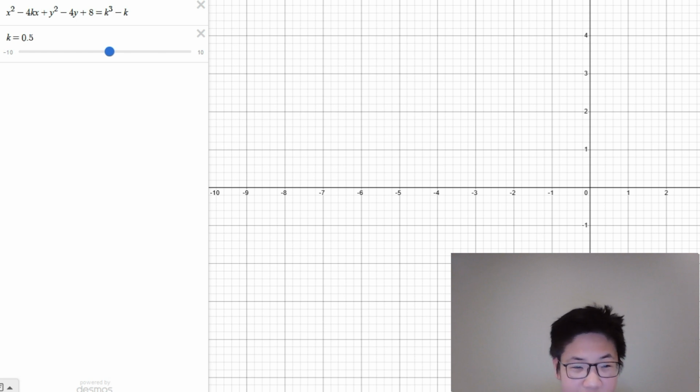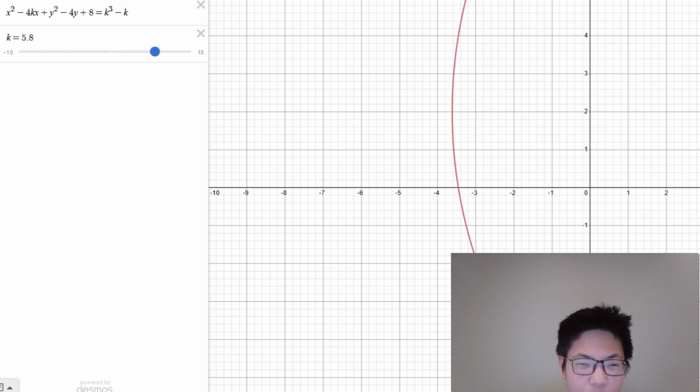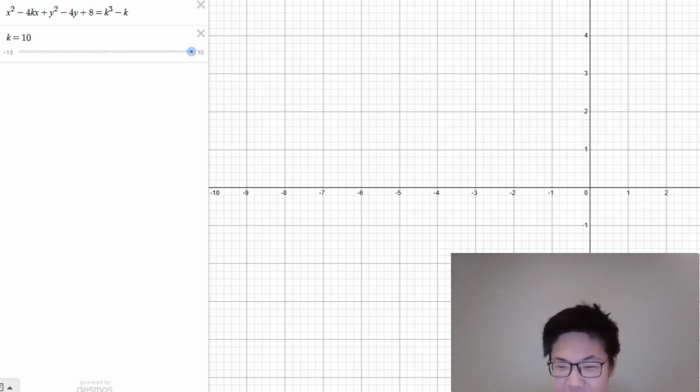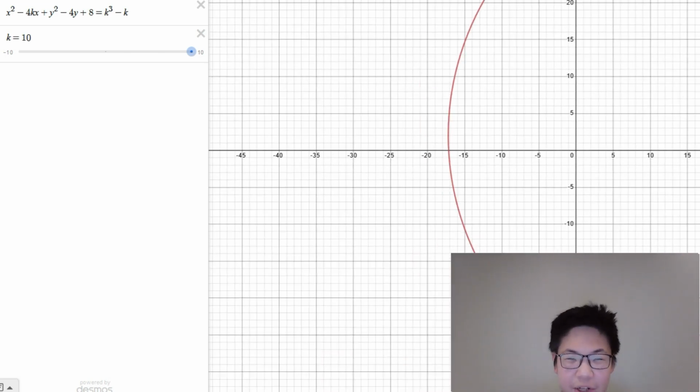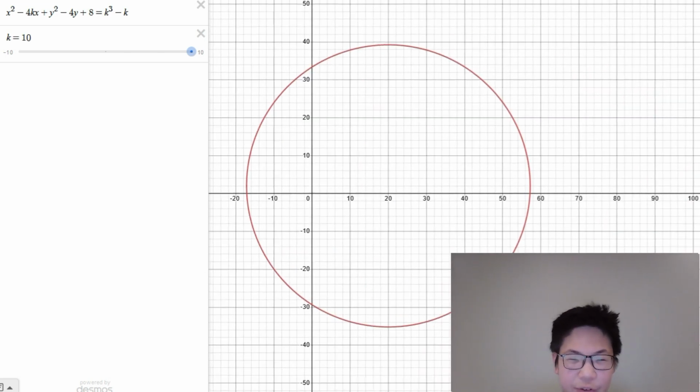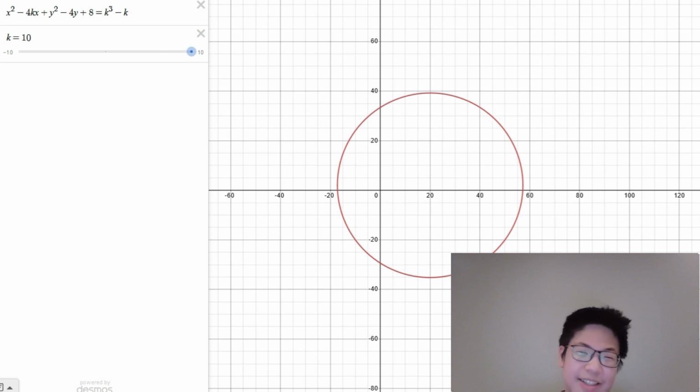Then there's absolutely no circle until k equals 1, where it's just a single point. And then you go all the way up. Then you see more circle and more circle. Obviously there's no circle you can see here because it's just outside the confines of the graph space. There we go, there's a circle.